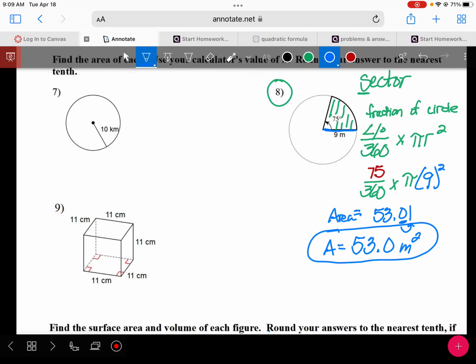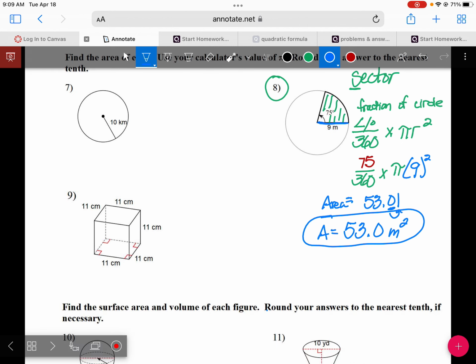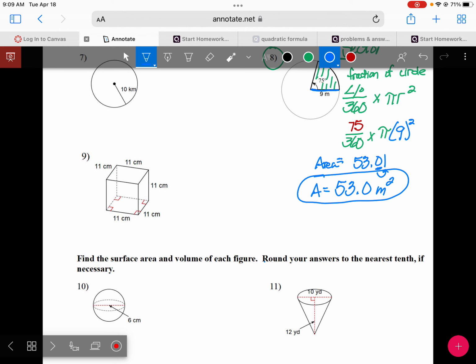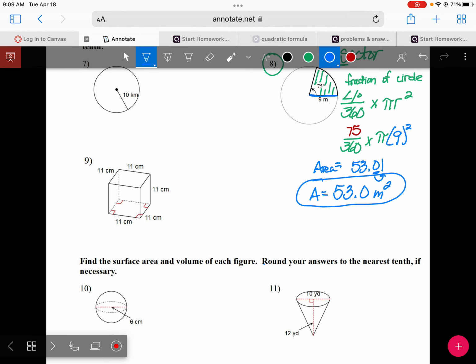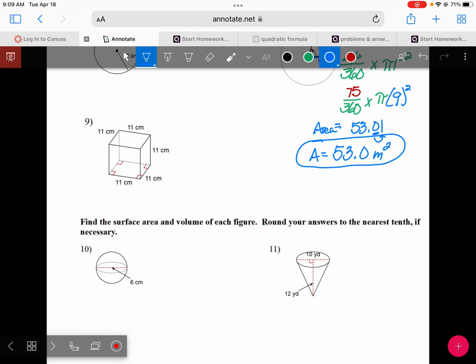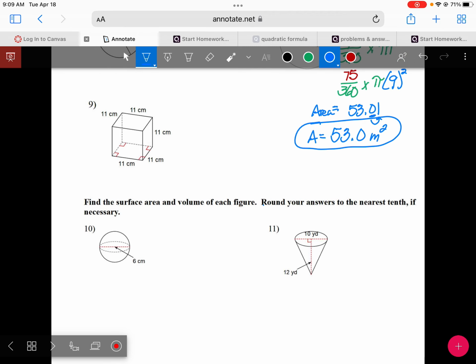Okay. Any questions on 8? All right, number 11. We didn't do 11 yesterday, did we? No. Okay. Number 11. Now, we did not do this in practice, in our lesson. So I was kind of surprised to see it on the review.